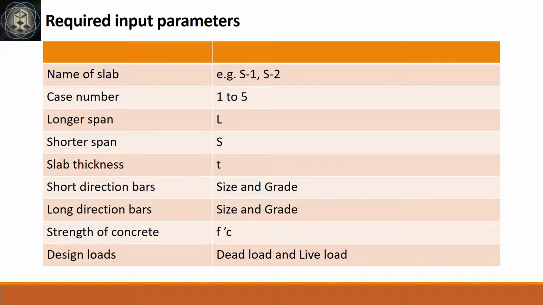The required input parameters for a two-way slab design are as follows. Name of slab like S1, S2, case number, longer span, shorter span, slab thickness, size and grade of short and long direction bars, the strength of concrete used, and design loads that includes dead loads and live load.